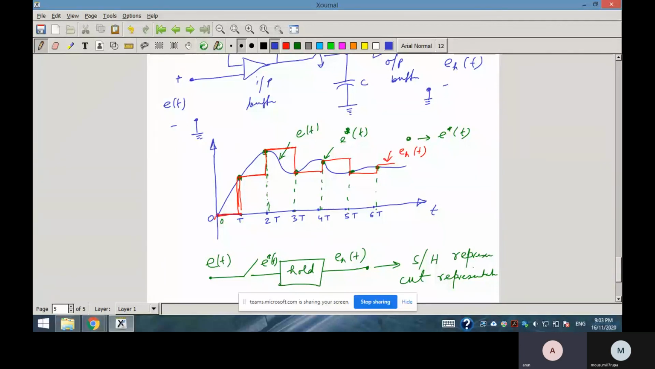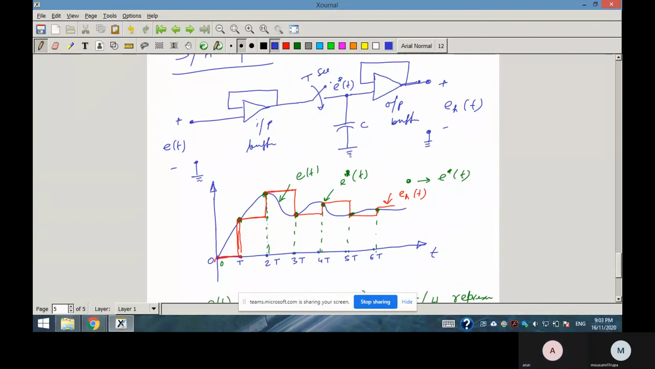What I want to say here: the switch is on, then from here to here, in between, the switch is off. Again at t equal to T the switch is on, then again off, then again at 2T the switch is on. So once the switch becomes on, immediately the voltage across the capacitor appears. And since just after switch on it instantly becomes off, that voltage will remain constant because of the presence of this output buffer.